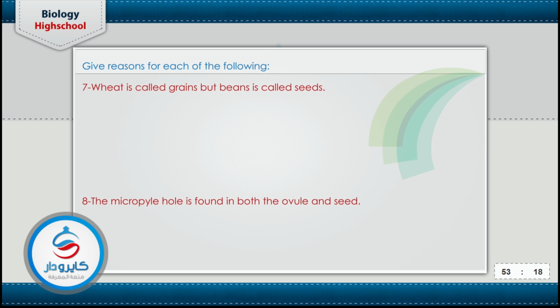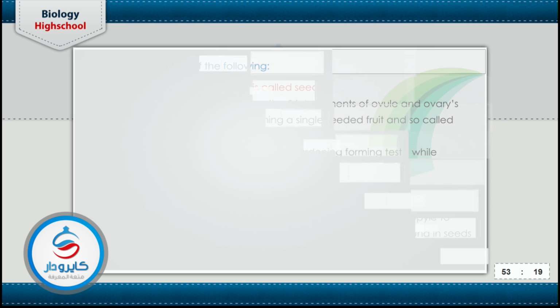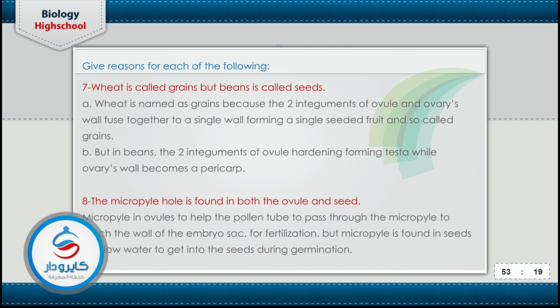with the ovary wall, all of them are hardened around the embryo sac to form a grain. So the grain acts as one fruit with one seed. Therefore, the wheat is named a grain because the two integuments of the ovule and the ovary wall fuse together into a single wall, forming a single seeded fruit. And so it's called a grain.